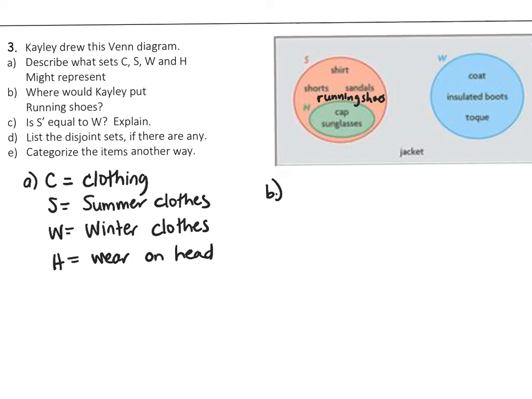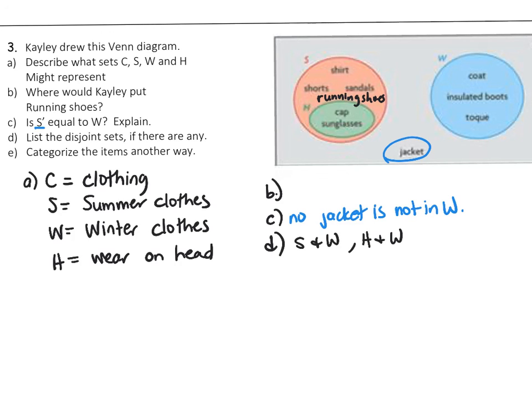And then C says, is S prime the complement of S? Okay, so when I say S, this right here, S prime means complement of S. Is that equal to W? So are the things not in S equal to W? No, because the jacket is out. Right? D says to list the disjoint sets if there are any. Well, S and W are disjoint, right? There's no elements in common there. H and W are disjoint, no elements in common there.